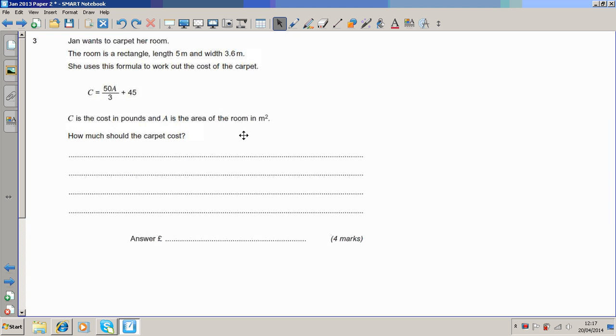Number 3. Jan wants to carpet her room. The room is a rectangle, length 5 metres by 3.6 metres. She uses this formula to work out the cost of the carpet. A is the area of the room, C is the cost. How much should the carpet cost?